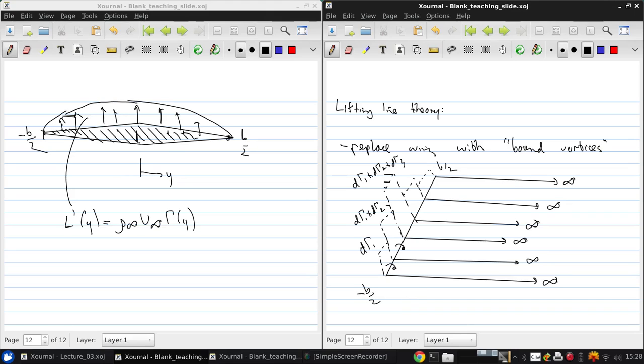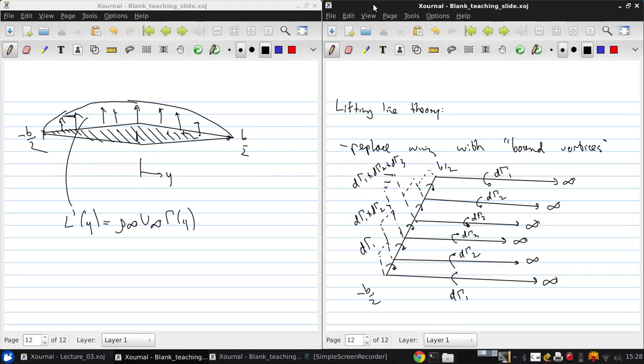All along this lifting line, the vorticity is in the same direction, though it increases in magnitude as we go towards the center. And then these vortex legs are on the outside. So this is dΓ1, dΓ2, dΓ3. Here the direction switches, as it must be consistent with the directions of these vortices bound on the lifting line.